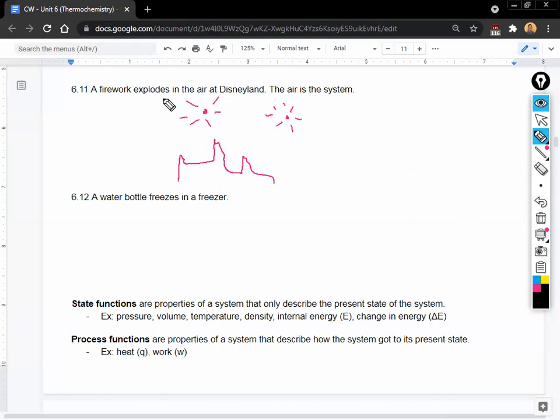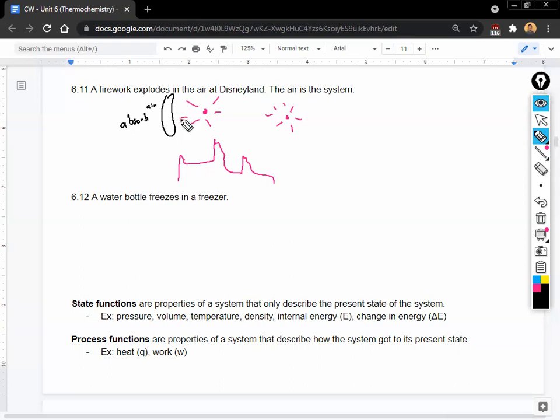So a firework explodes in the air at Disneyland. It says the air is the system. So I'm going to draw just a random circle right here, and this is the air, and this is the system. Now, is the system going to absorb energy or release energy? Yeah, the air is going to absorb energy.